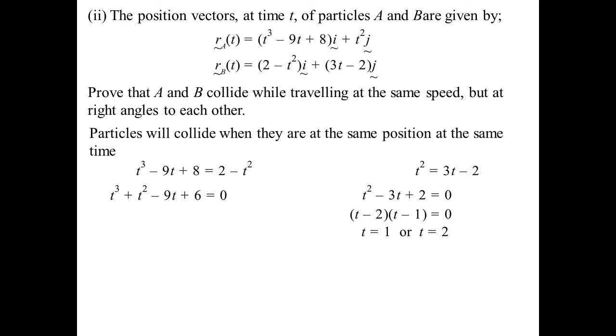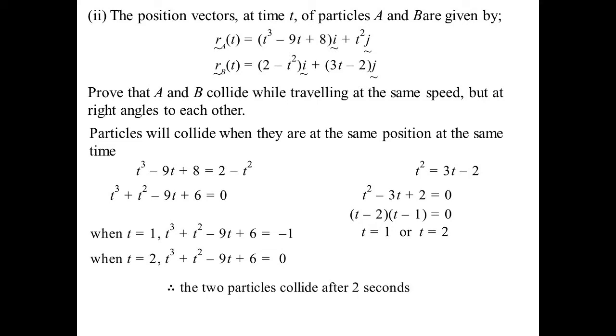Rather than trying to solve the first one, let me just see if one of these works, and then I'll know that's the one we're looking for. So if I sub t equals 1 in, unfortunately I get -1, I don't get 0. So it can't be when t equals 1. Sub t equals 2 in, that works out a bit nicer, I get 0. So I know the time that they meet. It's when t equals 2.